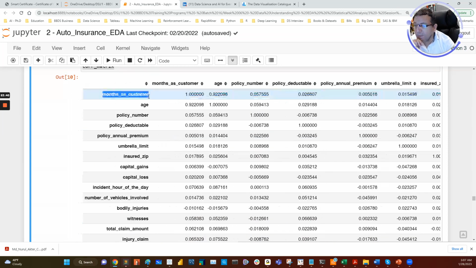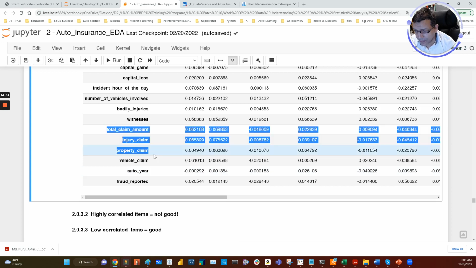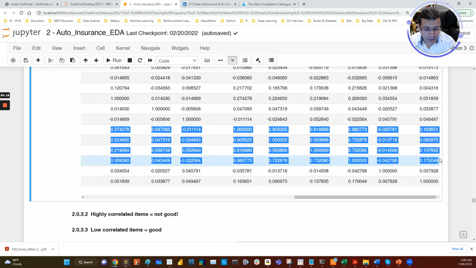So we need to get rid of age, but of course, as someone in the chat mentioned already, it's always good that we communicate this with our domain expert before we make a decision. The other ones are total claim amount, injury claim, property claim, and vehicle claim. We got 4 elements. They are highly correlated with one another, and now we need to find their correlation with the target variable. The first one is 0.16, the second one is 0.09, 0.13, and 0.17.